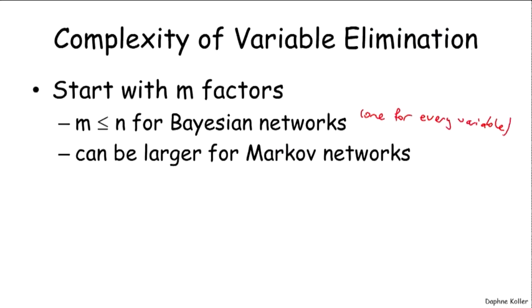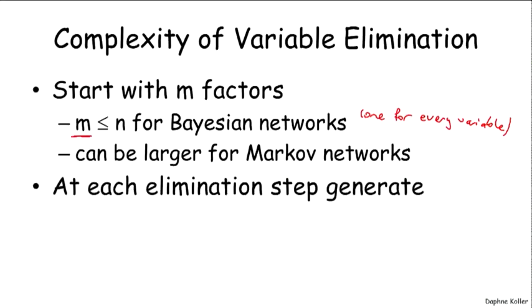Now, for Markov networks, it can actually be larger. So if you think of a grid Markov network or a fully connected Markov network, the number of factors might be, in a fully connected pairwise Markov network, larger than the number of variables. So that's why we have the complexity in terms of m as opposed to in terms of n. Now, that's the set of factors that we start out with. And then what happens as we do an elimination step? An elimination step takes some of those factors and generates another factor. But each elimination step generates exactly one factor.